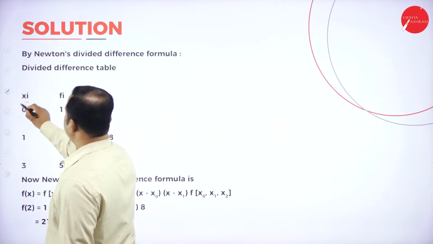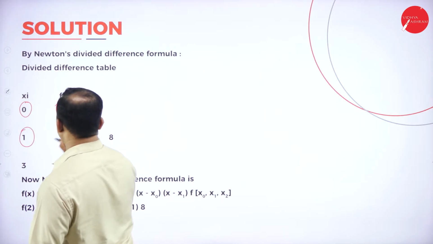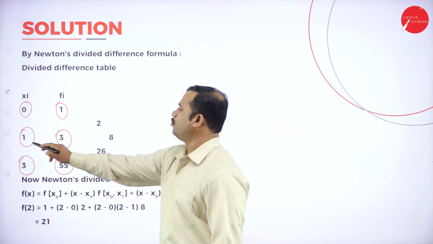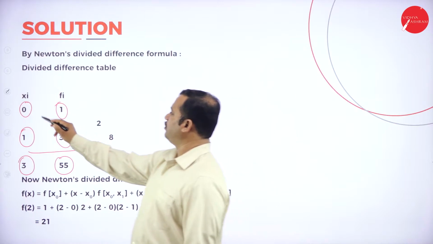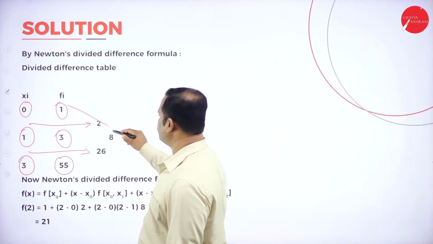Now, what is the value of xi? It is 0, and f of xi is 1. When it is 1, we have 3. When it is 3, it is 55. But between 1 and 3, we have the second difference, 26. Between 0 and 1, we have that value, which is 2. So this has to be followed here.